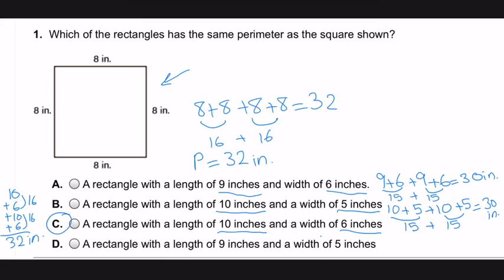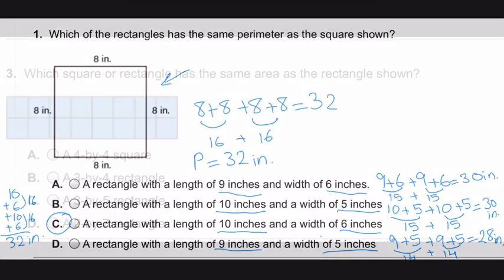But to make sure that our answer is correct, we need to find the perimeter of the last rectangle. We have a length of 9 inches and a width of 5 inches. So 9 plus 5 plus 9 plus 5 is 9 plus 5, 14, plus 9 plus 5, 14. 14 plus 14 is 28 inches. So, rectangle C is our correct answer.